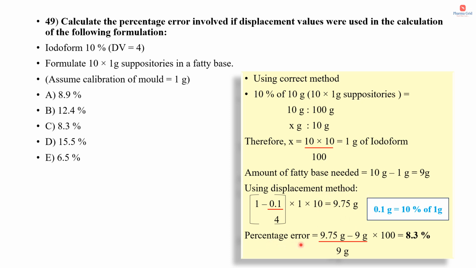Now percentage error is equal to higher value minus lower value divided by lower value multiplied by 100. That is, higher value is 9.75 minus 9 divided by 9 multiplied by 100, that is equal to 8.3%. Okay, so here the correct answer is option C, that is 8.3%, which is the percentage error involved.